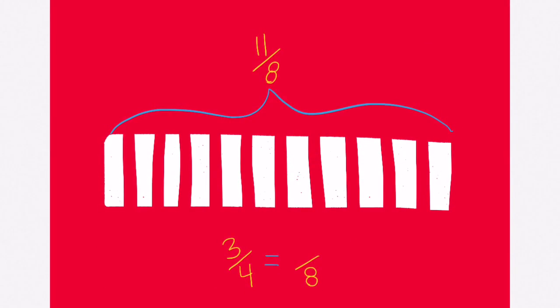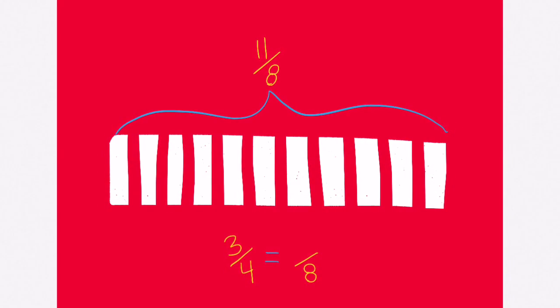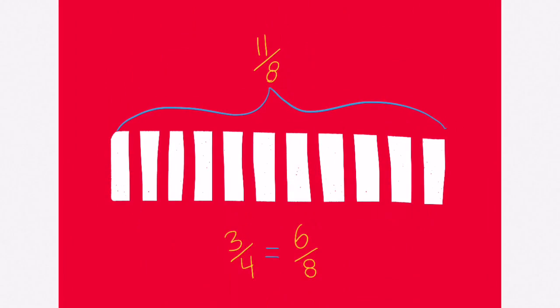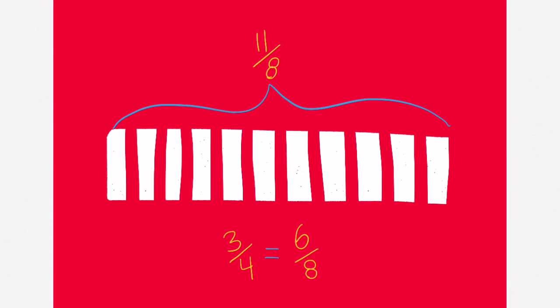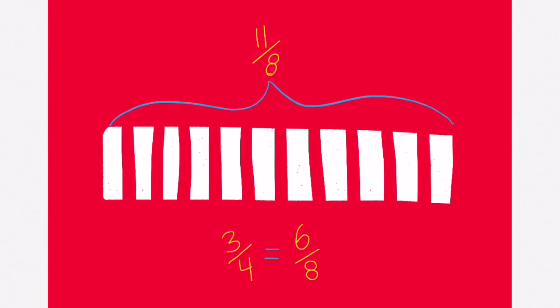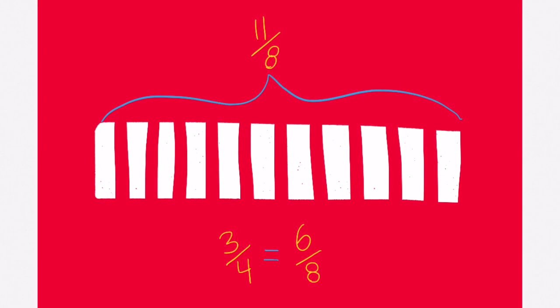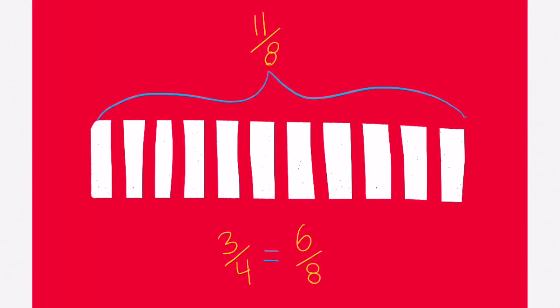Simply going from 4 to 8 is a double move, right? We need to double 4 to get to 8. So if we're doubling the denominator, we also need to double the numerator. So 3/4 is equivalent to 6/8. This is much easier. My question becomes, how many groups of 6/8 can I take from 11/8?